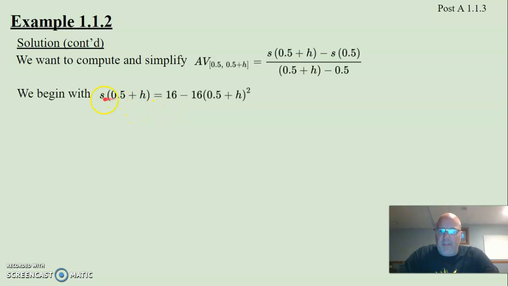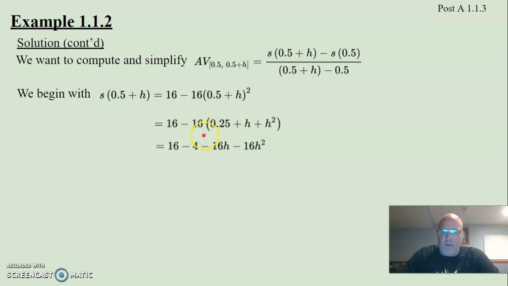Now, let's start with s of 0.5 plus h. Let's just start with this part right up here. If I use my s of t formula that they gave me, which was 16 minus 16t squared, then wherever I have a t, I'm going to replace that with 0.5 plus h. So this is 16 minus 16 times 0.5 plus h squared. Of course, I have to handle the square before I distribute the negative 16. So I'm going to go ahead and square 0.5 plus h, which gives me this.